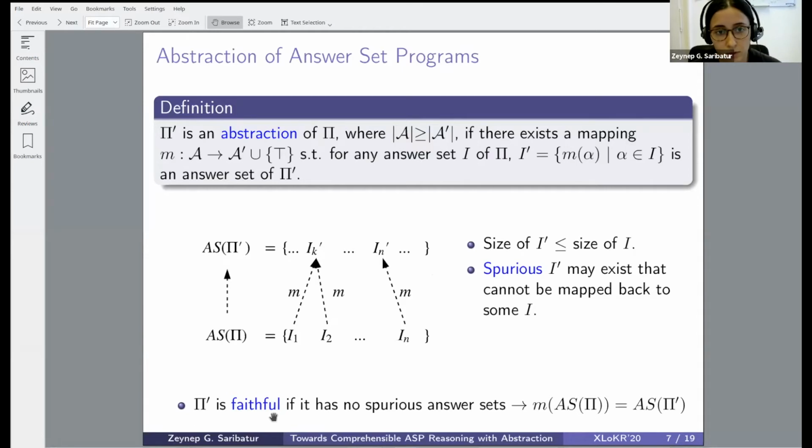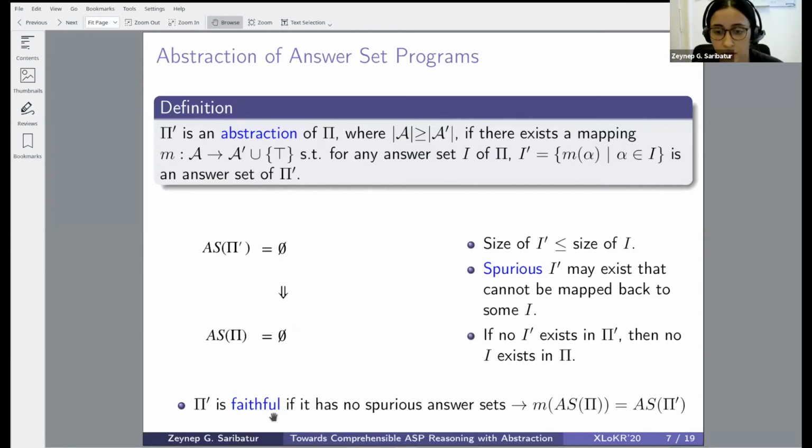Furthermore, thanks to this over-approximation, we know that if the abstract program has no answer sets, then we can immediately conclude that the original program also doesn't have an answer set. And this is again a useful property which I will show later.